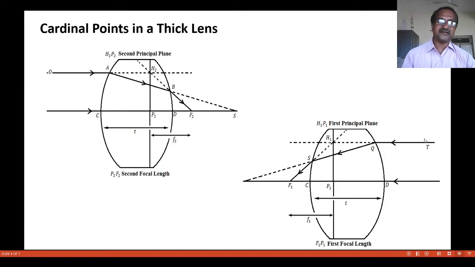Similarly, when the light ray is incident parallel to the principal axis here, the emergent ray will definitely pass through the focal point F1. This is called the first focal point.